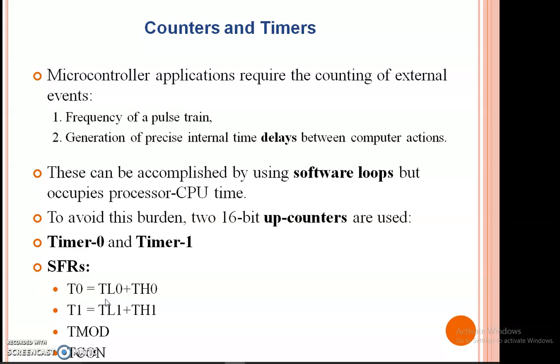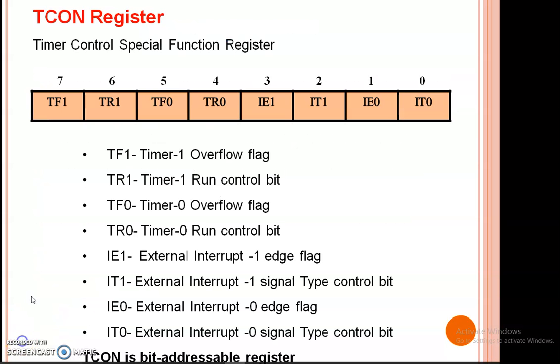Next special function register is TCON, the timer control special function register. It is an 8-bit register and it has TF1, TR1, TF0, TR0. These 4 bits are related to the timers, and the next 4 bits are related to the interrupts. Now we will see TF1 first. TF1 is nothing but the timer 1 overflow flag.